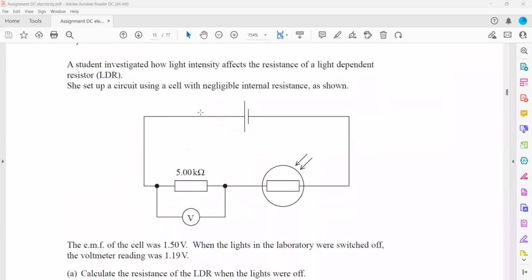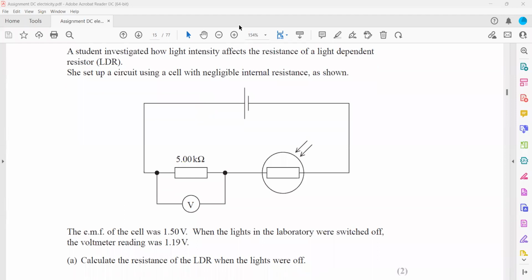In question 18, a student investigated how the light intensity affects the resistance of a light-dependent resistor, or LDR. She set up the circuit using a cell with negligible internal resistance. So there is no voltage loss internally, as we consider that the cell has a negligible internal resistance. As you can see, the EMF of the cell is 1.5.